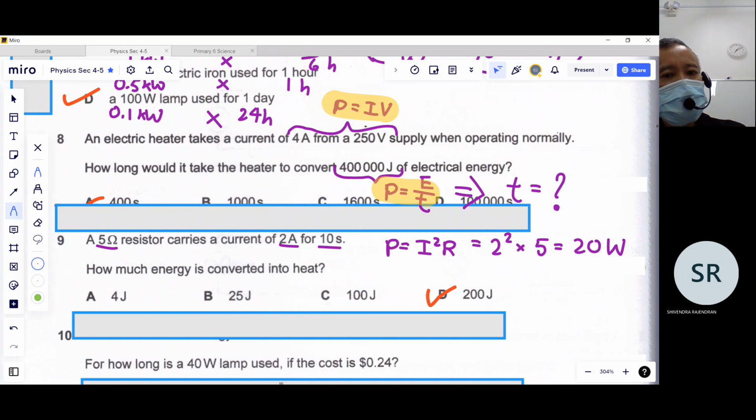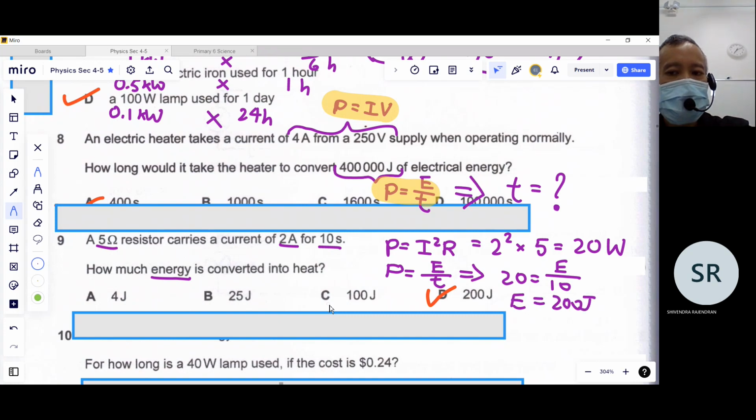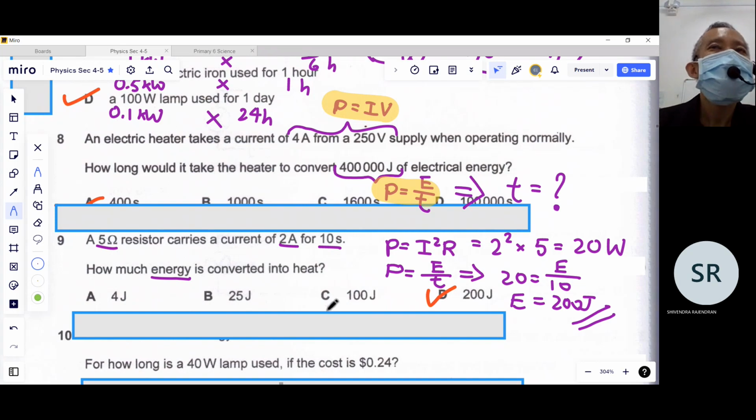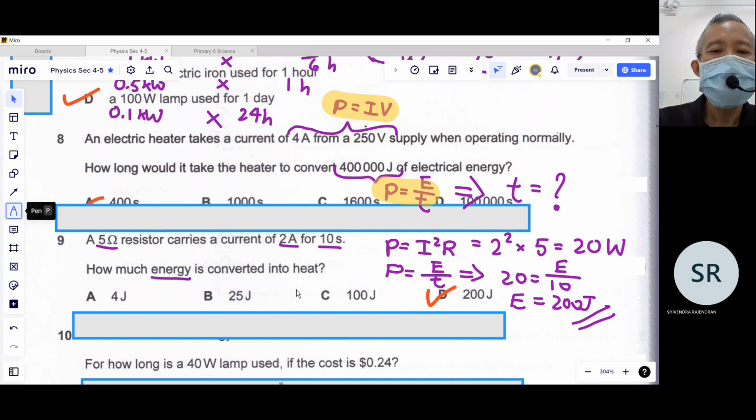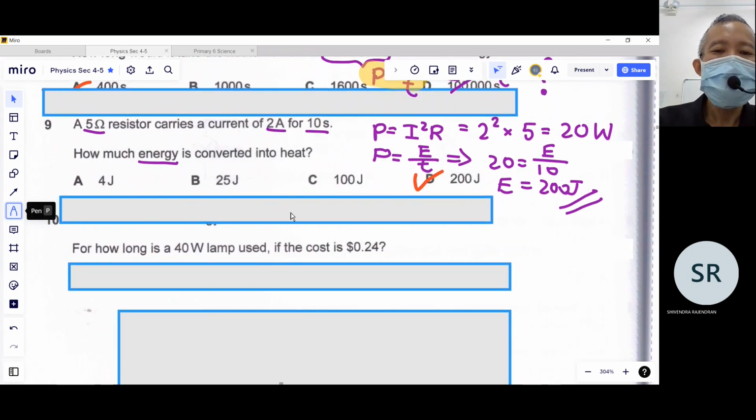And then you're given time and you're asked for energy. So ask yourself, what formula relates time and energy? This one. All right, power formula again, P equals E over T. Power is 20. Energy is what you want to calculate. Time is 10. So E equals to 200. Okay, so next time make sure you have a list of formulas. You can't keep them in your head. Of course, in the exam you have to remember them.